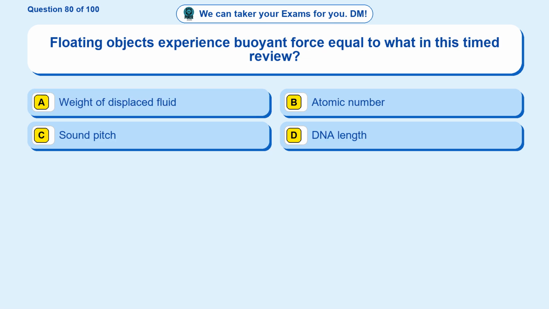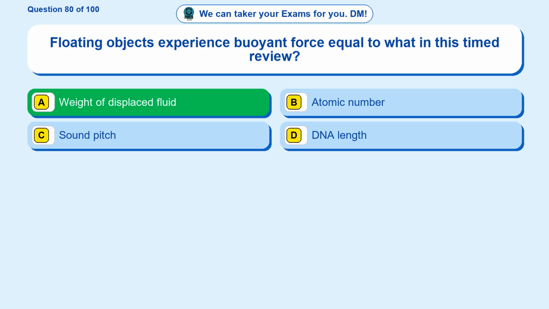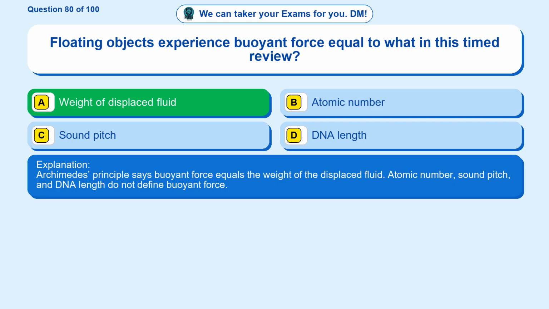Question 80. Floating objects experience buoyant force equal to what in this timed review? Option A, weight of displaced fluid. Option B, atomic number. Option C, sound pitch. Option D, DNA length. The correct answer is option A, weight of displaced fluid. Archimedes' principle says buoyant force equals the weight of the displaced fluid. Atomic number, sound pitch, and DNA length do not define buoyant force.